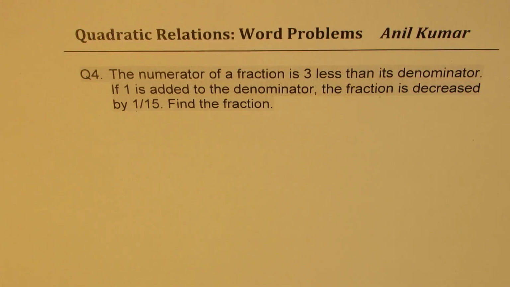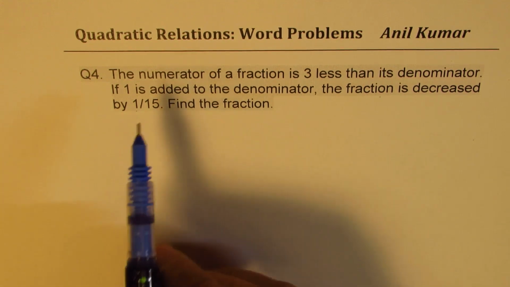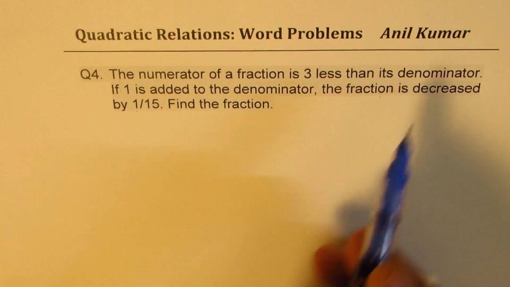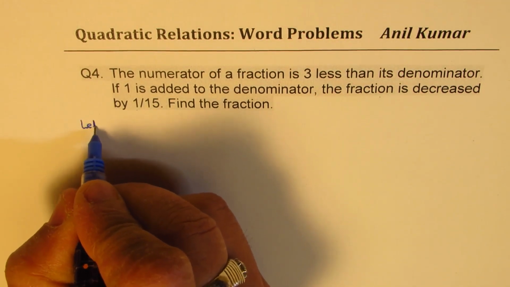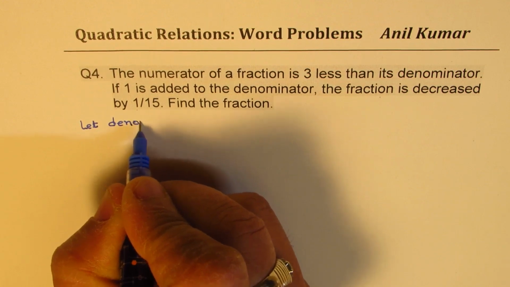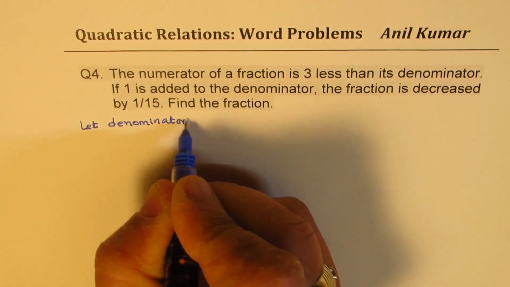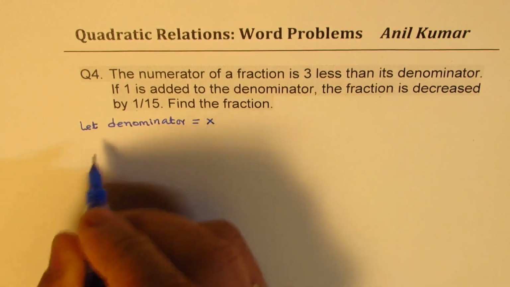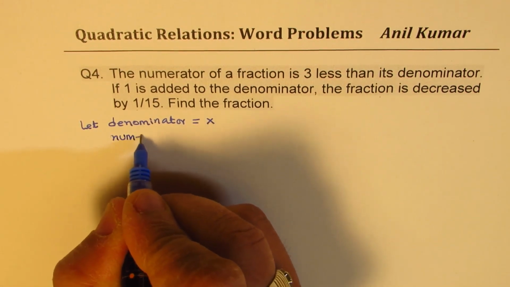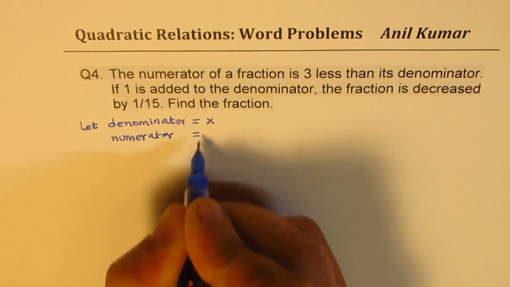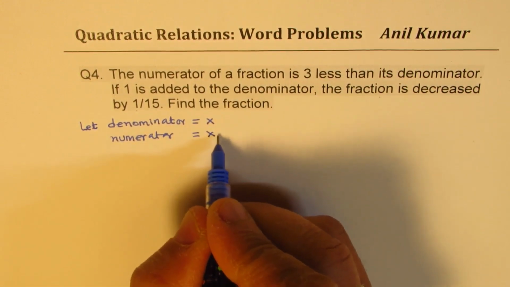Perfect. Question number 4. The numerator of a fraction is 3 less than its denominator. If 1 is added to the denominator, the fraction is decreased by 1 over 15. Find the fraction. So we are saying that the numerator of the fraction is 3 less than the denominator. So we'll begin with the denominator. Let the denominator equal x. In that case, the numerator will be 3 less than the denominator, so x minus 3.